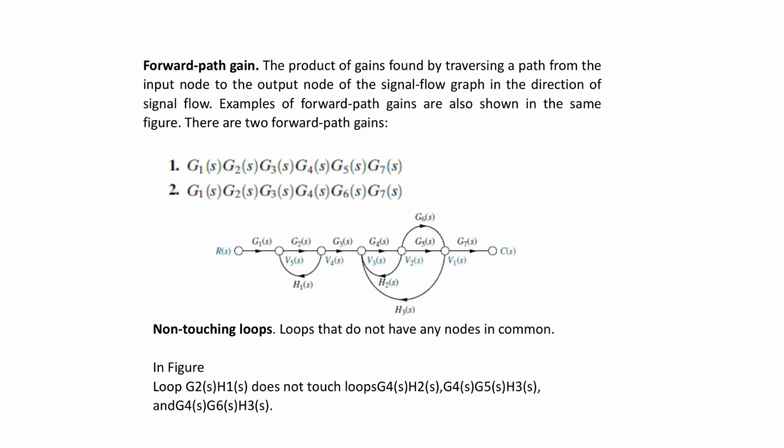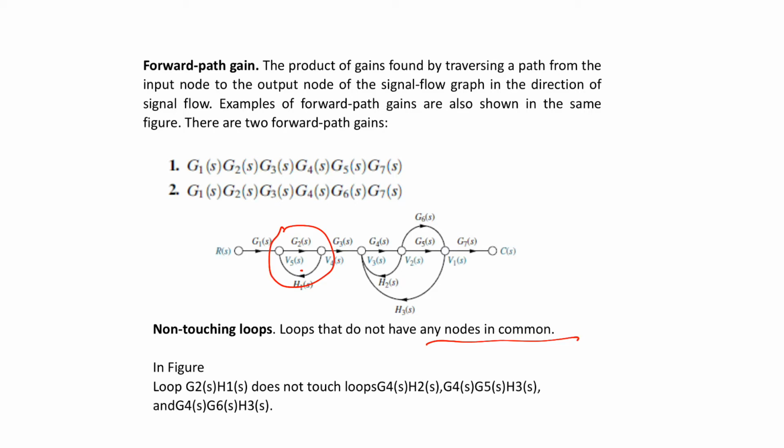The third definition is the non-touching loop. Non-touching loops are loops that do not have any nodes in common. From this figure you will see that this loop and the other three loops do not have any common node.